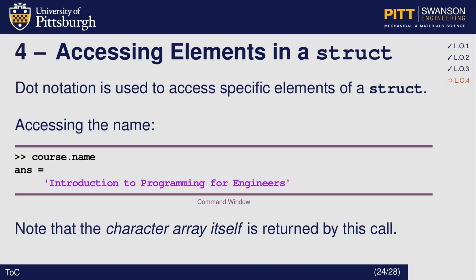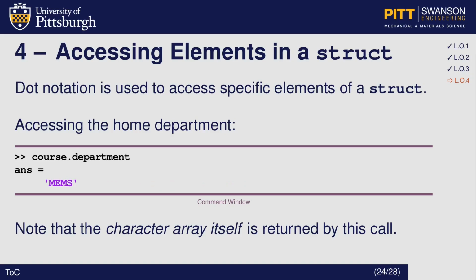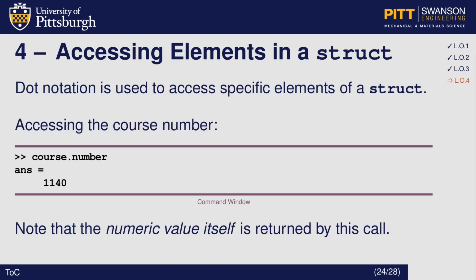Note that the return value is the entire character array itself. To access the department, write course.department, which returns the text that we set for that. Again, the character array itself is the return value. And finally, to access the course number, write course.number, which returns the value that we set for that, 1140. Again, the numeric value itself is what is returned.